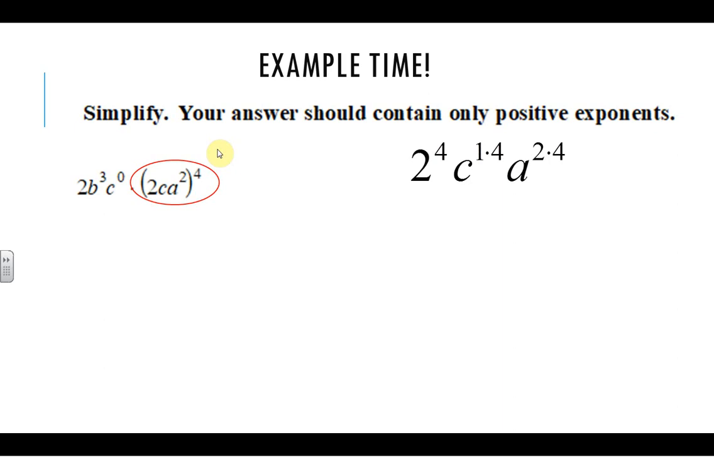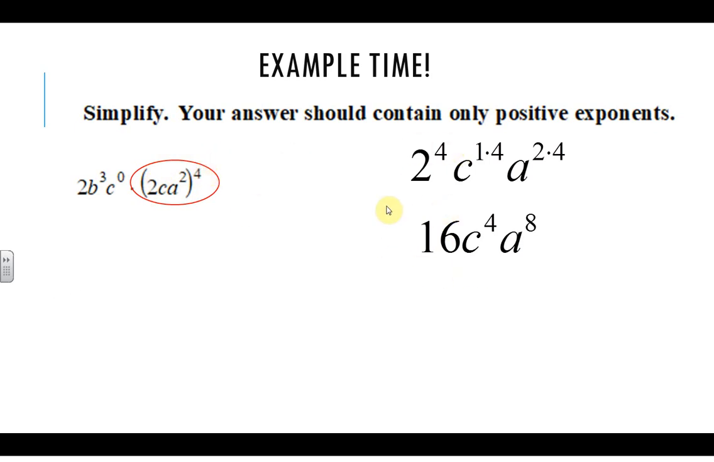So using power to a power, I have 2 to the 4th because technically there's a 1 there. C to the 1 times 4, A to the 2 times 4. So now we have 16, C to the 4th, A to the 8th. The biggest mistake people will make is they'll do 2 times 4 because they'll be thinking power to a power is multiply. 2 to the 4th is what you're doing here. It is 16, not 8.